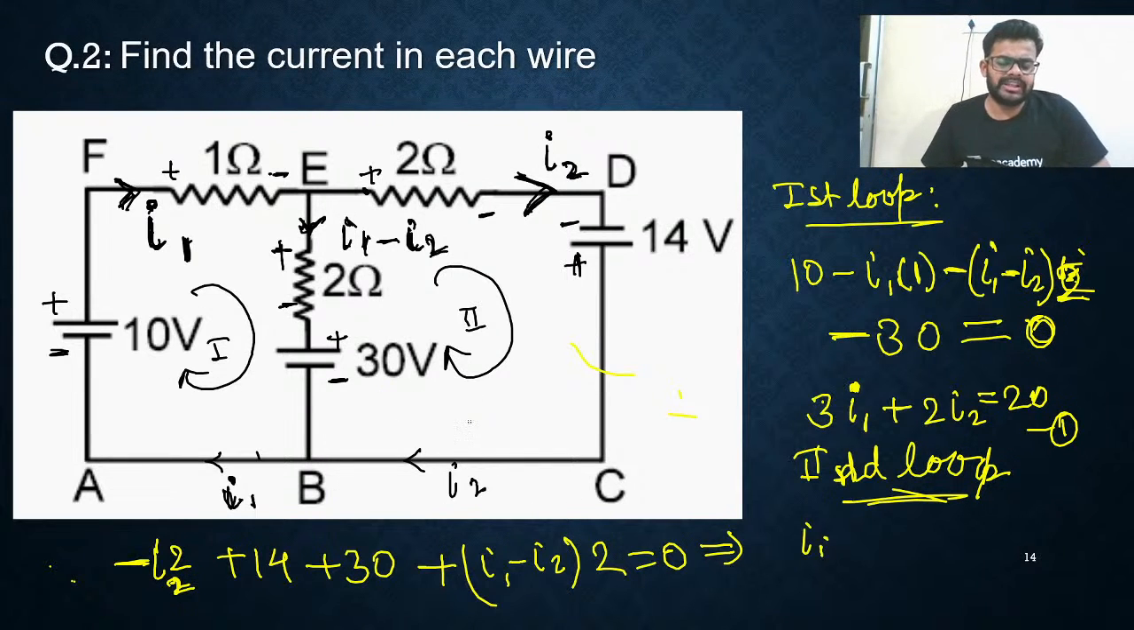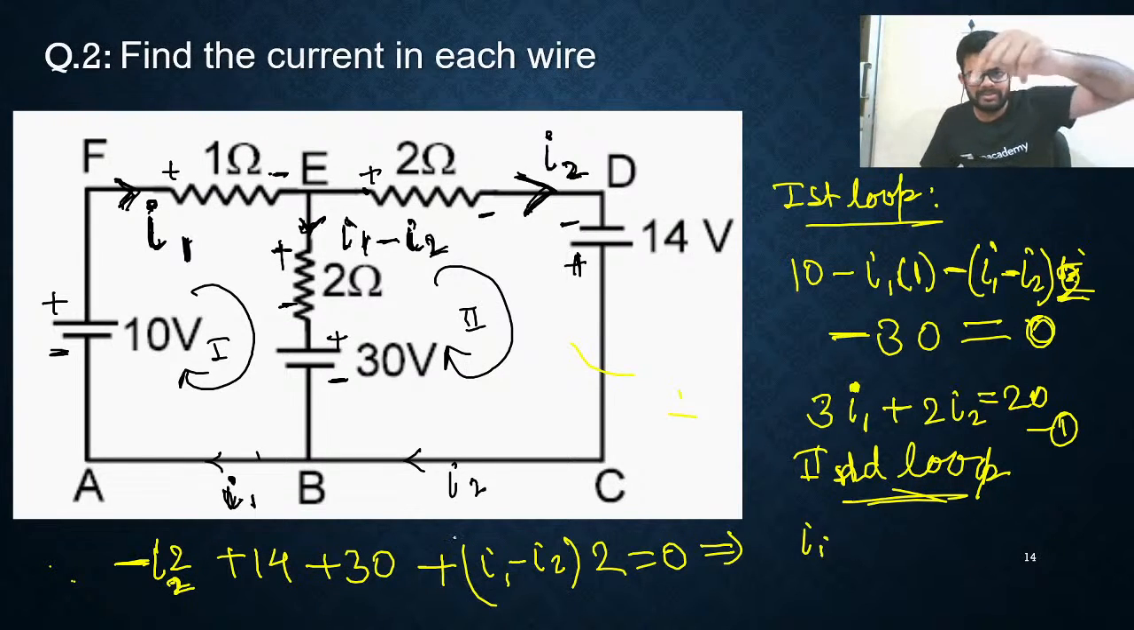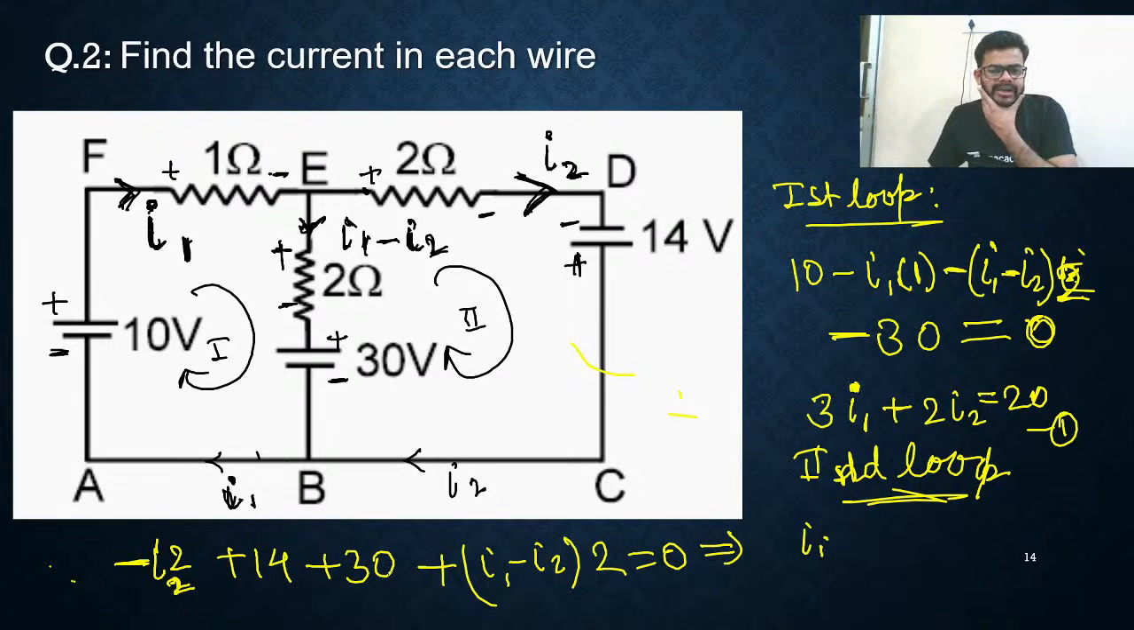From KVL also you'll get the answer, my dear friends. Why to worry about that? Definitely you'll get the answer. Listen. We have observed this. You can see here minus 2i2 we have written, no problem. Come this side. So here you will write plus 14 we have written. Come here. So here you will write plus 30 you have written. Okay, no problem. Now what next?